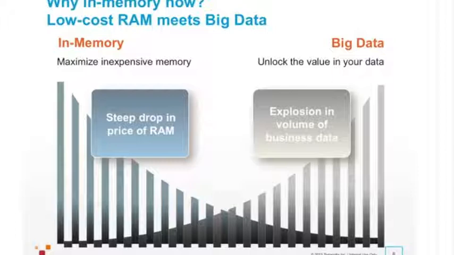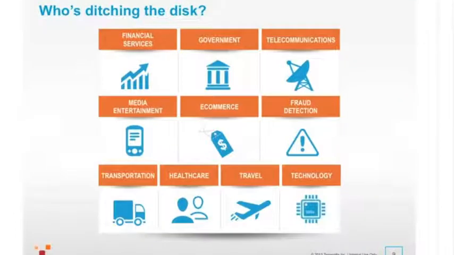In some cases, run as fast as 100 times faster. The great thing is in-memory doesn't only apply to a single application or a single vertical. We have seen in-memory benefiting almost every vertical out there.